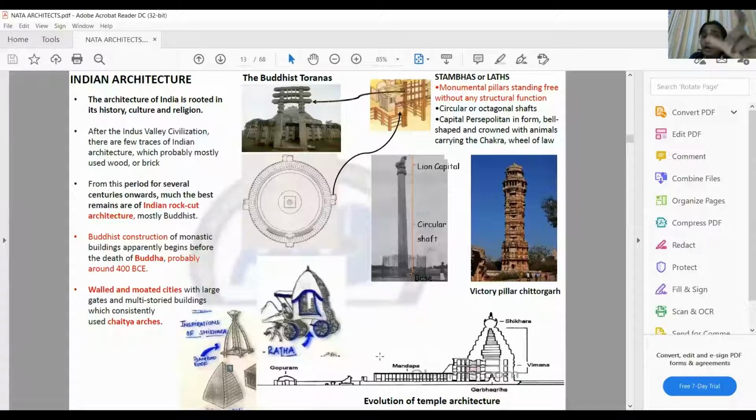And then how the same thing got replicated with the stone material. So they had these pillars. Mainly the pillar could be a commemorative structure in itself. One example is the victory pillar at Chittor. And these columns can be divided into three parts. One is the base, the central portion referred to as the shaft, and then you have your capital design, which is on top.